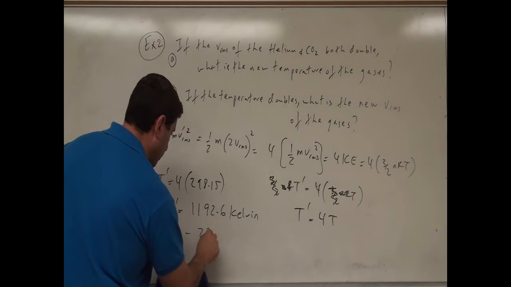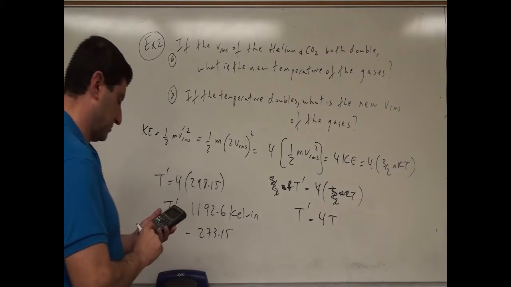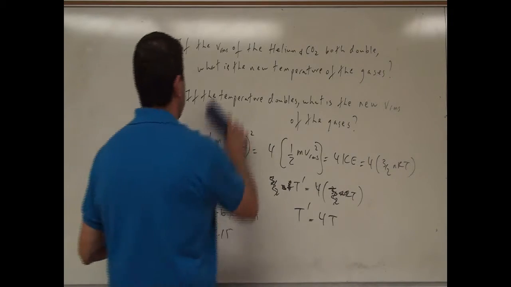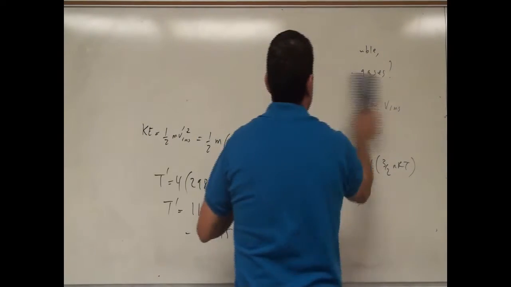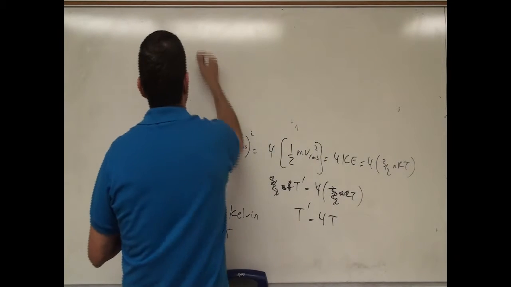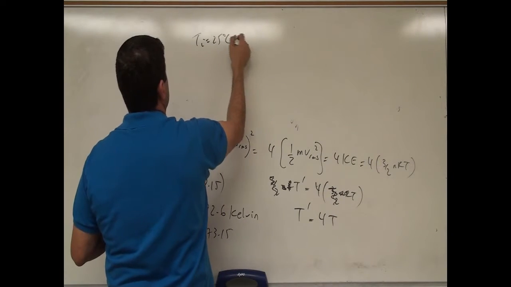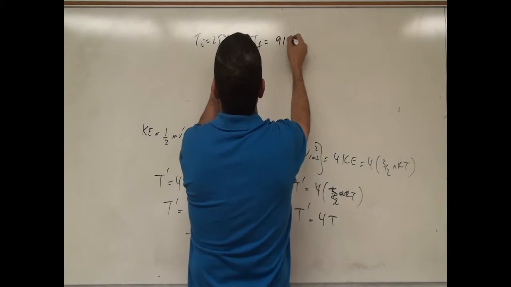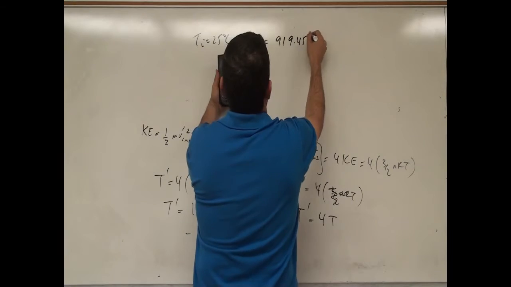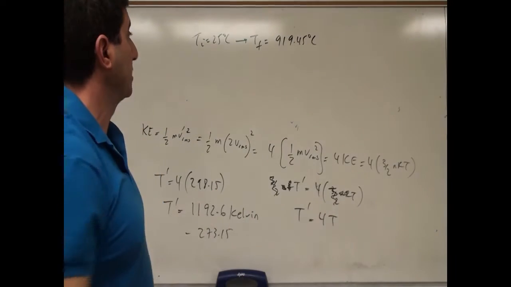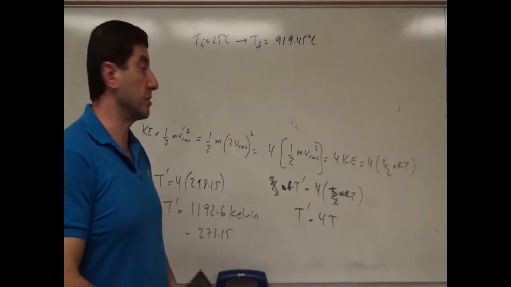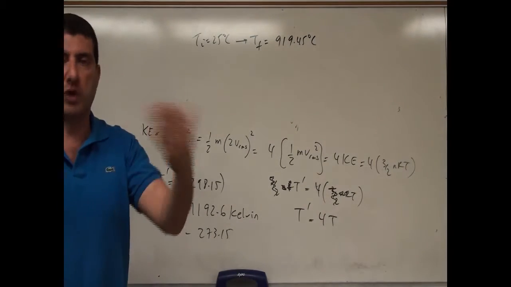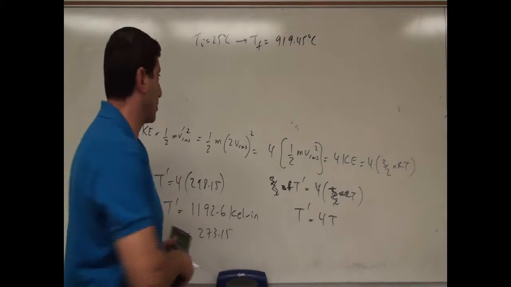Then I can subtract 273.15, and I can say this is the answer in Celsius. The initial temperature was 25 Celsius. The final temperature is going to be equal to 919.45 Celsius. Okay? So the Celsius temperature goes way up from 25 all the way to 919, but the Kelvin temperature quadruples. How about the second part, B?